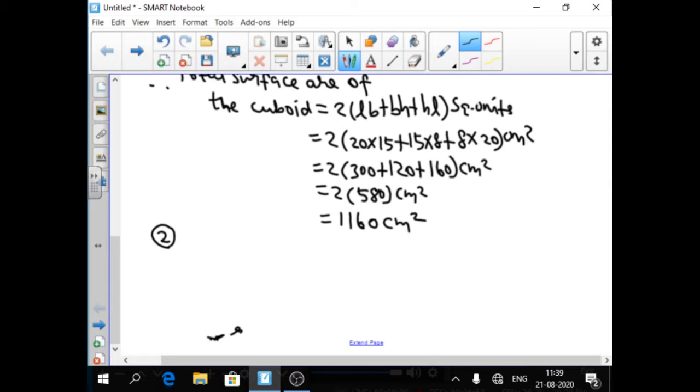The dimensions of a cuboidal box are 6 meter, 400 centimeter, 1.5 meter. Find the cost of painting its entire outer surface at the rate of rupees 22 per meter square. So here, what are the measuring units given?